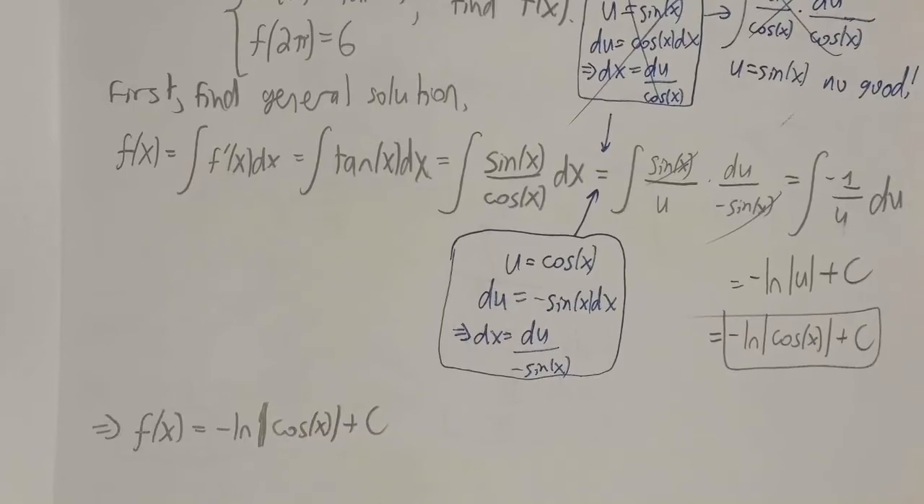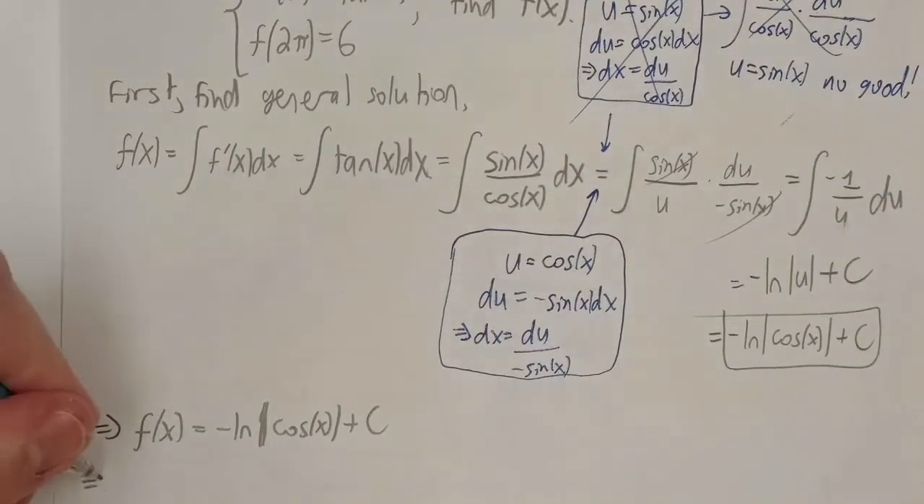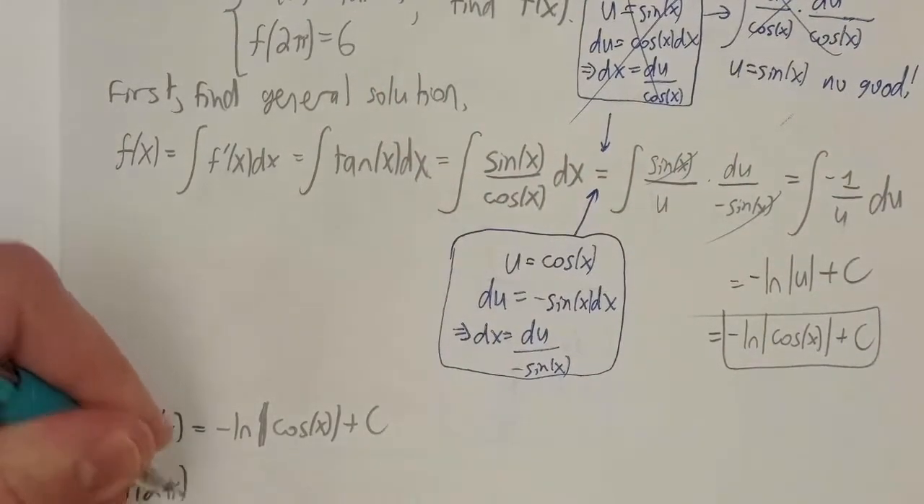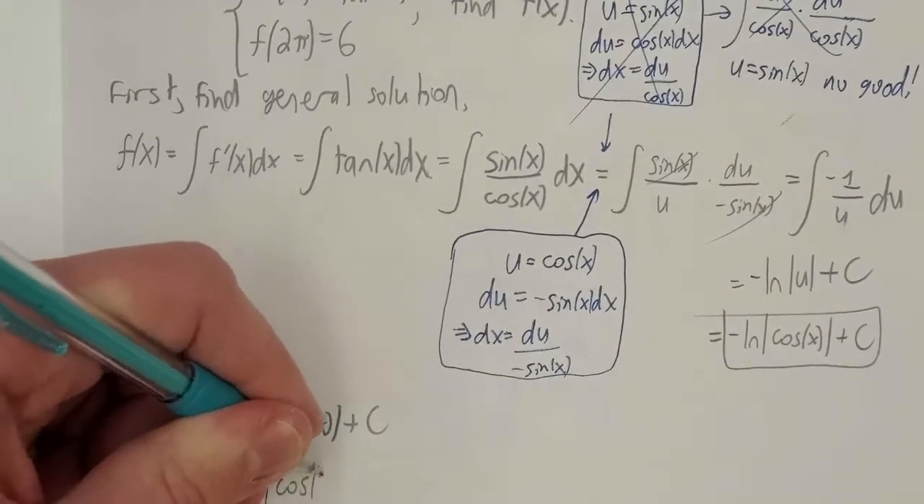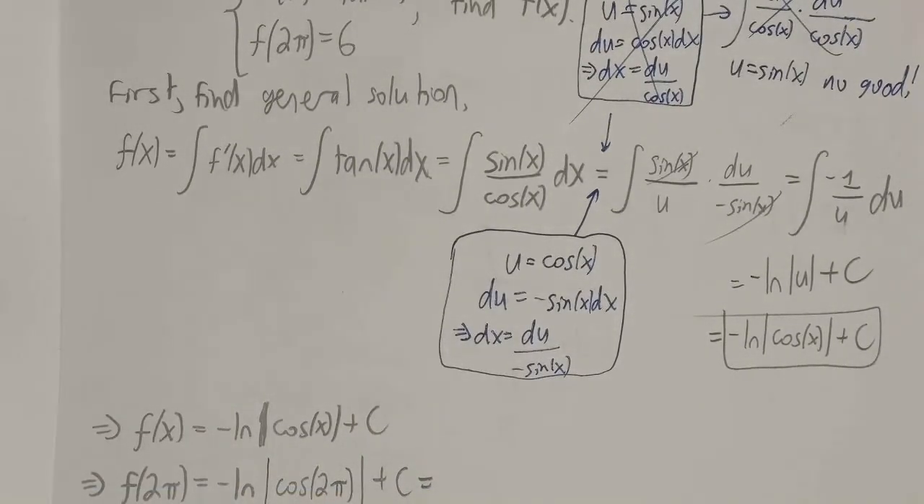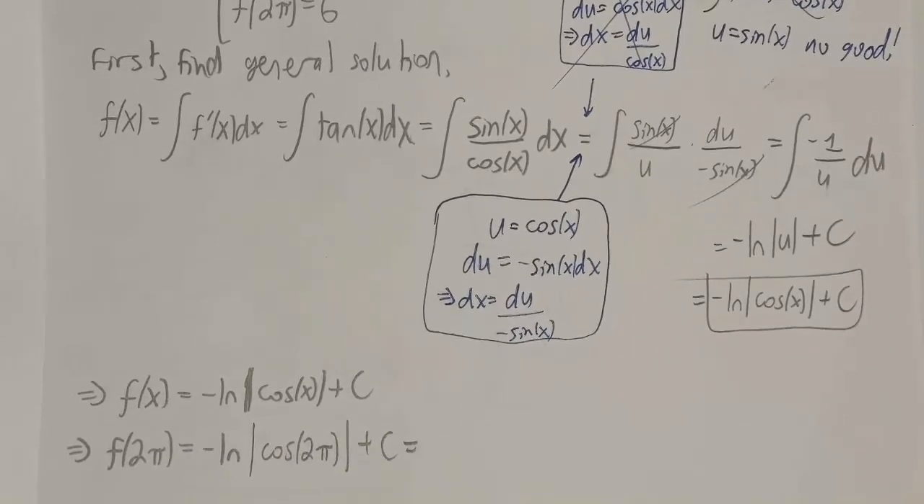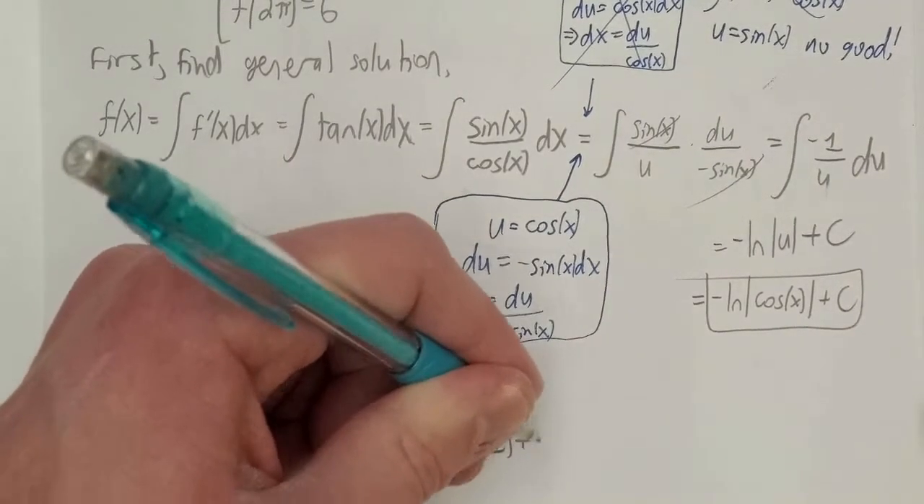Now let's go ahead and use this initial data point that we have to get the actual value of c here. Okay? So if we let x equal 2 pi, then we have negative natural log of the absolute value of cosine of 2 pi plus c. So if we harken back to our good old unit circle here, what does cosine of 2 pi equal? 0. Not 0. 1, right. So we have negative natural log of, in this case, just 1 plus c.